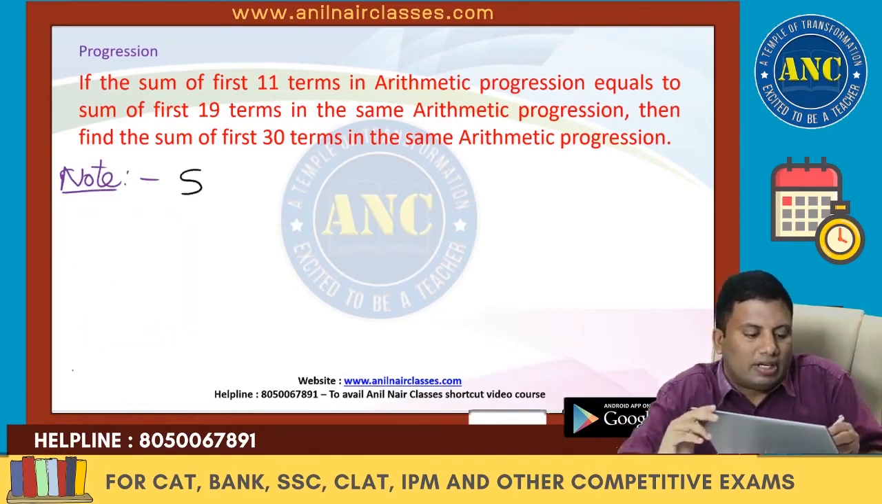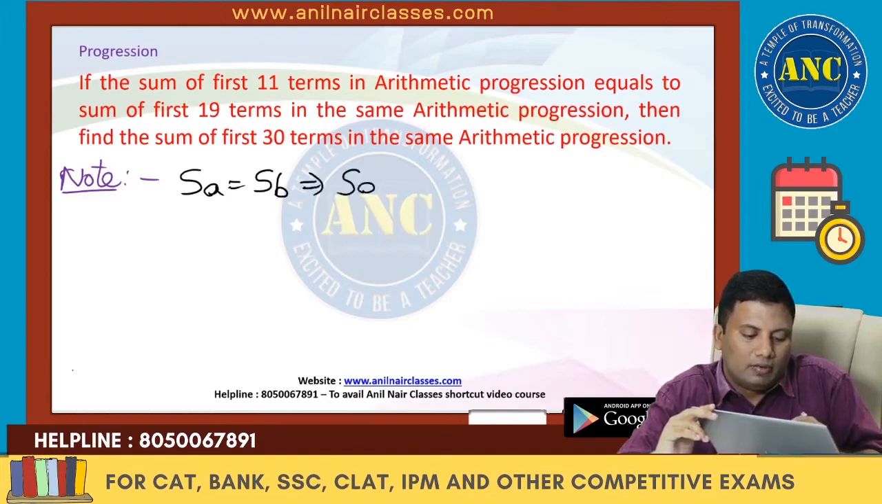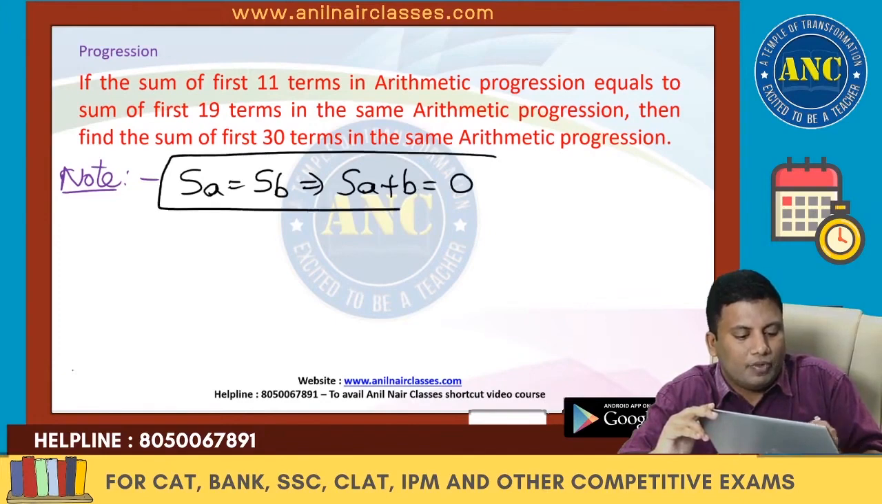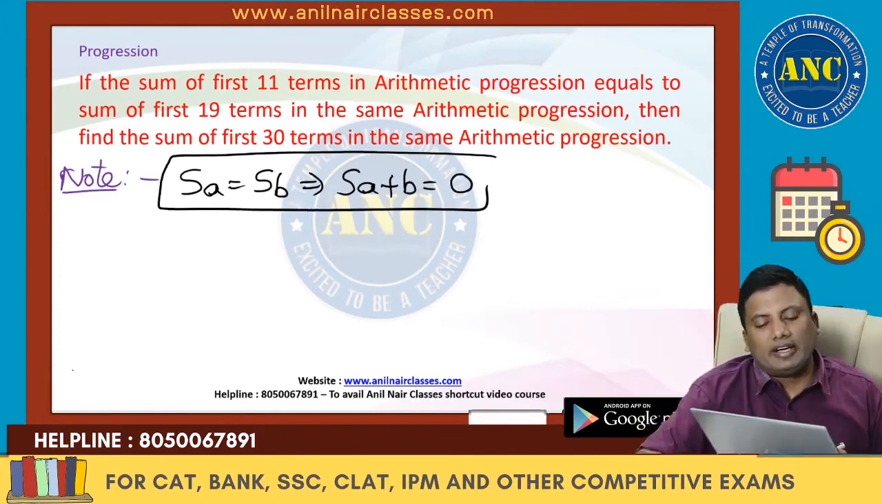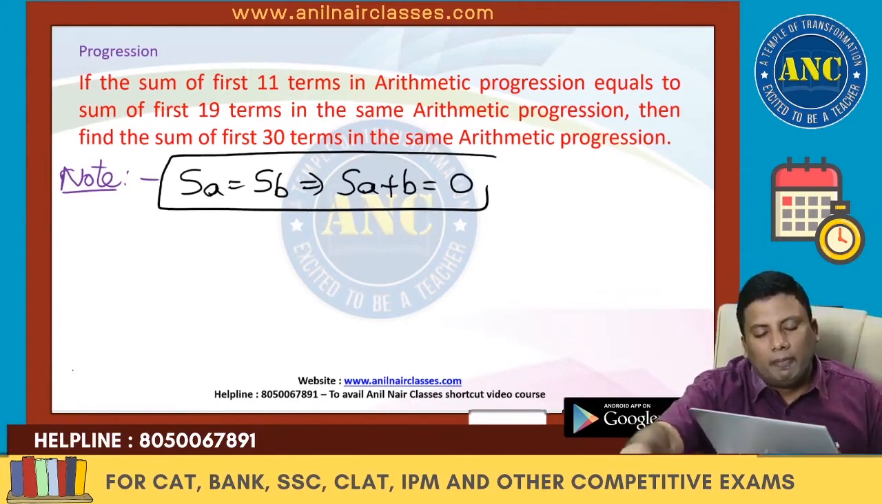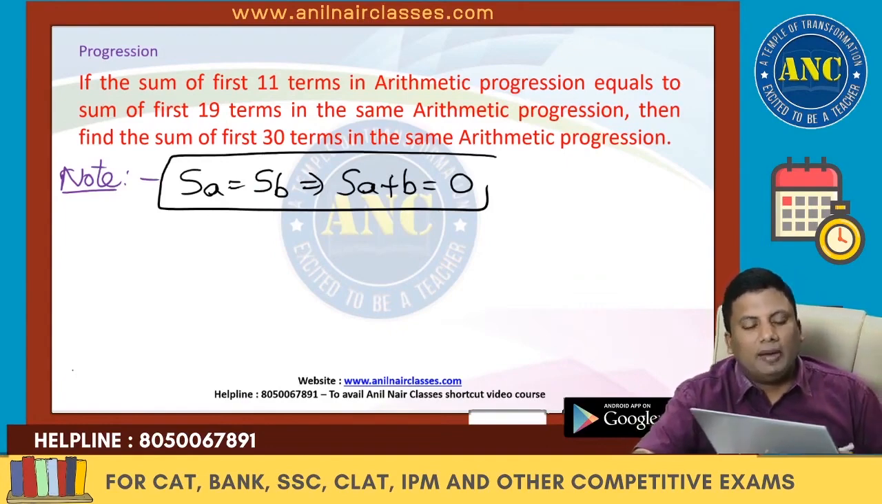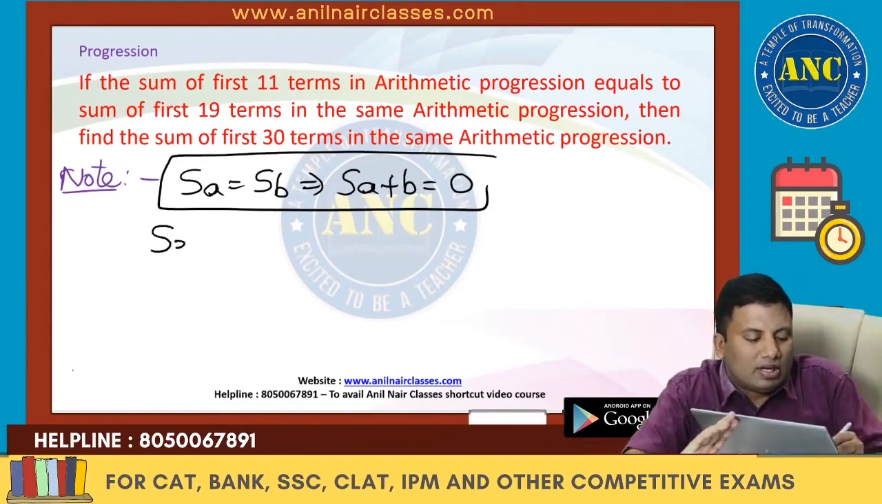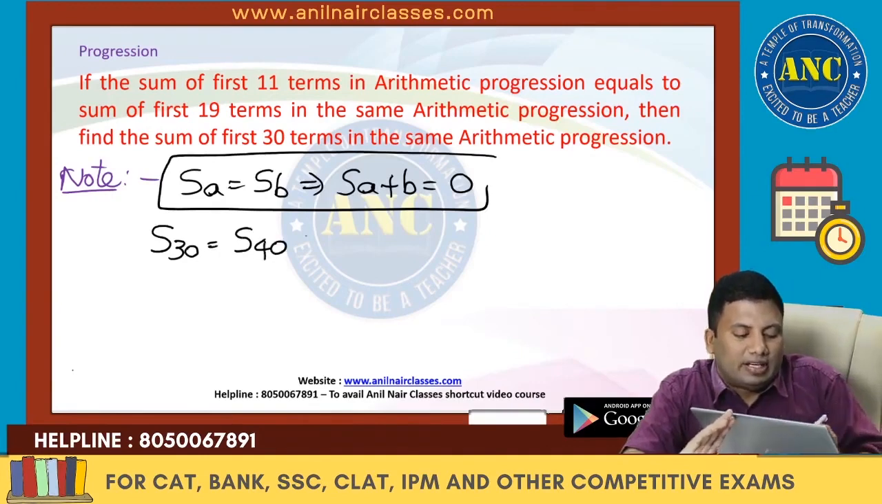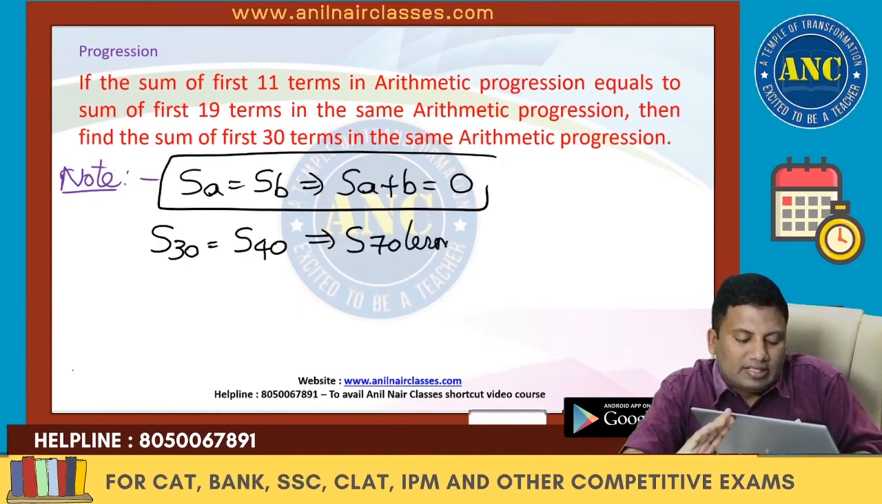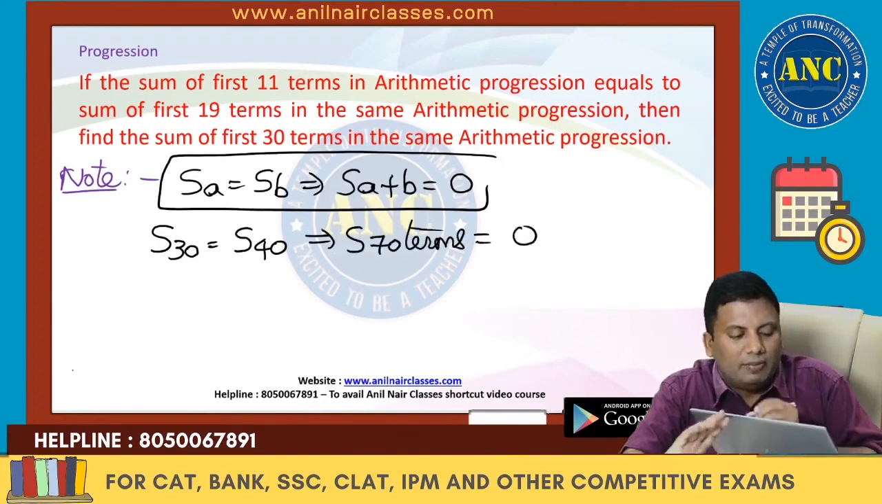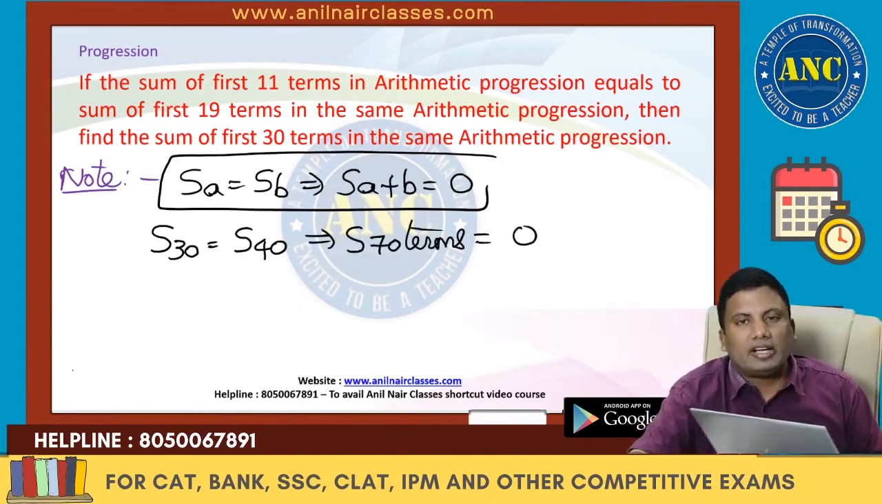Another important note: if S_A is equivalent to S_B, then S_(A+B) is equivalent to 0. If sum of A terms is equivalent to sum of B terms, then sum of A plus B terms will be 0. Sum of 30 terms is equivalent to sum of 40 terms, so the sum of 70 terms will be 0.